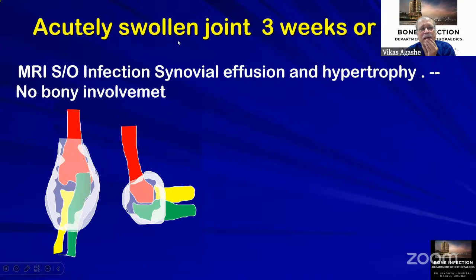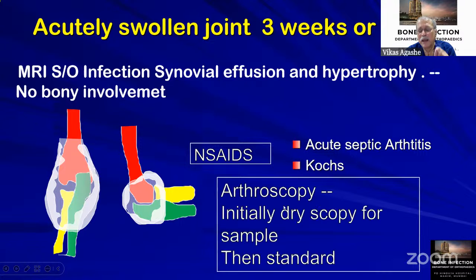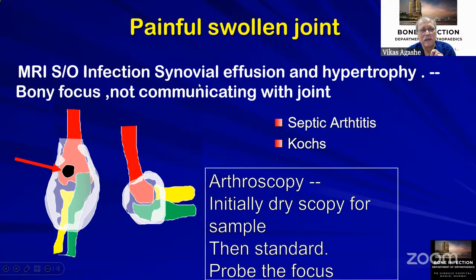Then you will have an acutely swollen joint, or a swollen joint for 3 weeks or more, and MRI shows infective lesion and hypertrophy, but no bony involvement. Either arthroscopy or ultrasound guided biopsy. If it shows synovial effusion and a bony focus, as you can see here, but which has not burst into the joint, then the articular damage is less likely. Then this could be either septic or TB, and then generally do an arthroscopy and then probe the focus.